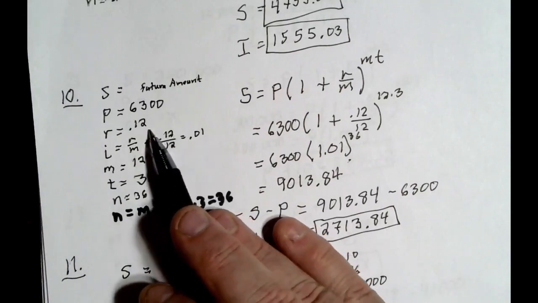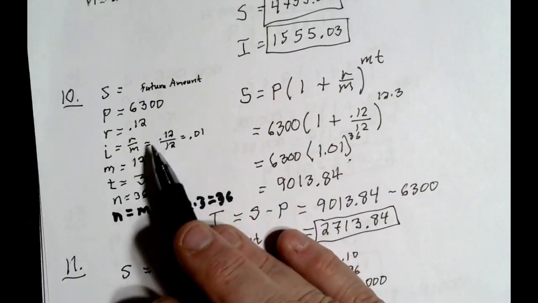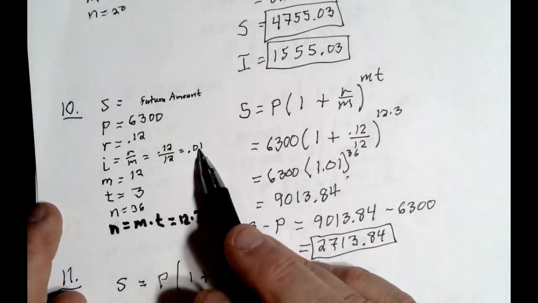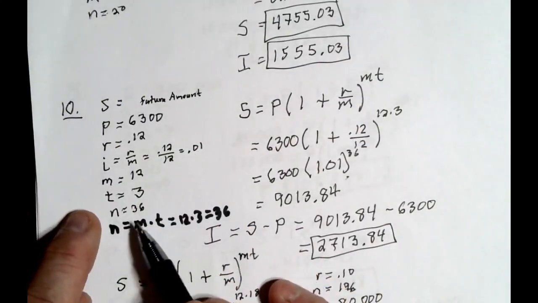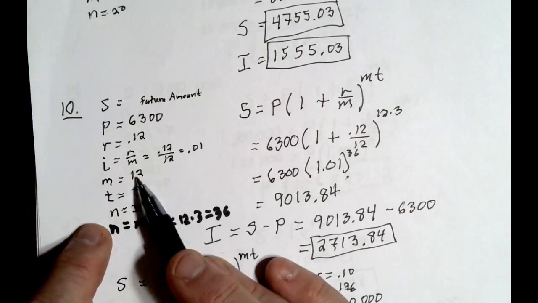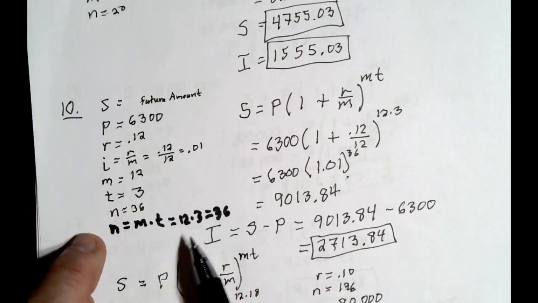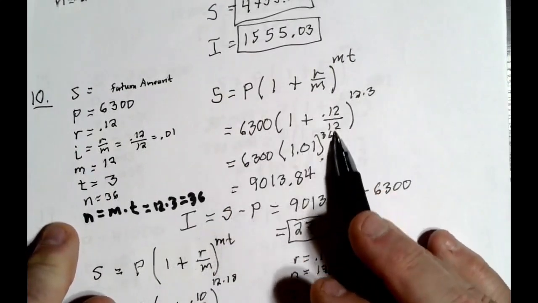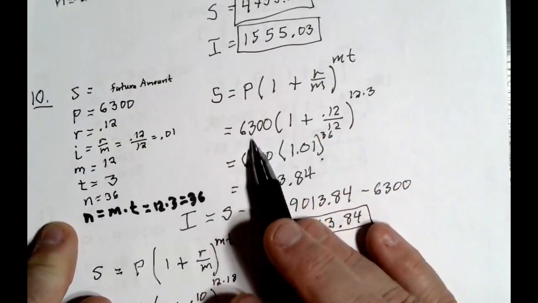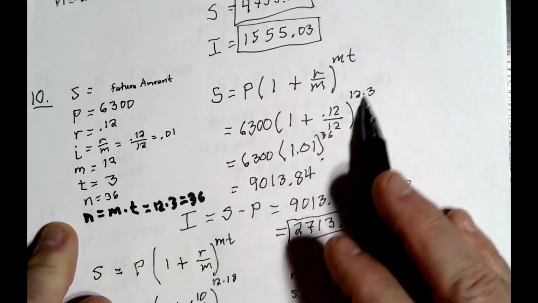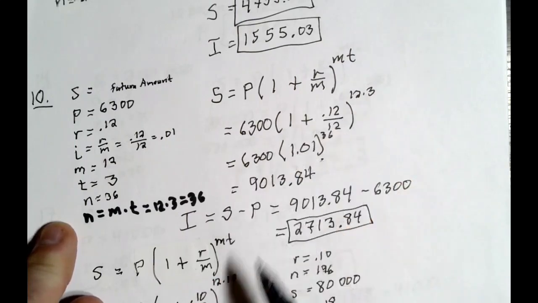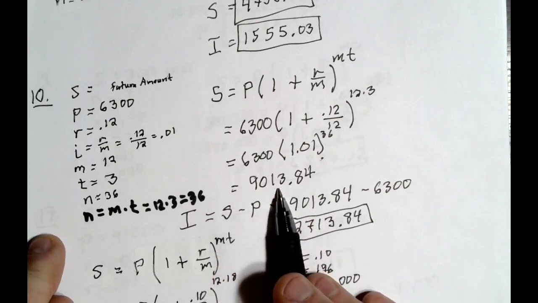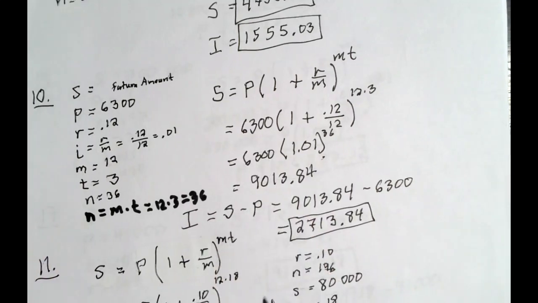Okay, and number 10, what interest will be earned if 6,300 is invested for 3 years at 12% compounded monthly? So 0.12 over 12 is 0.01. T is 3, we know that, so M times T is 3 times 12, or 36. So you plug in all the things that you know. R over M, M times T, P. This is 1.01 raised to the 36, and you multiply it by that and you get that answer. The difference between the 6,300 and the 9,013 is your interest.